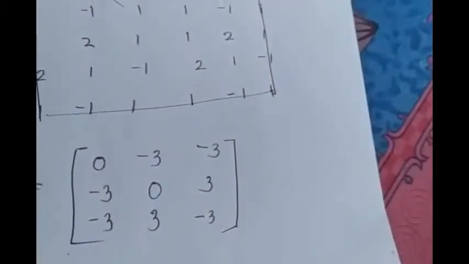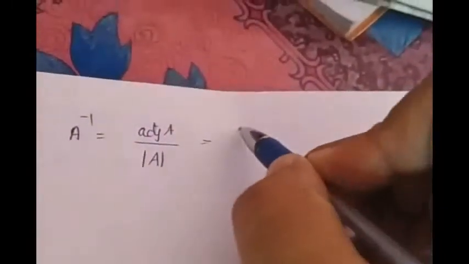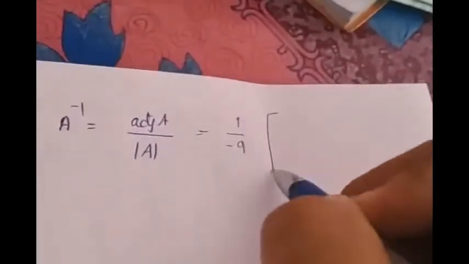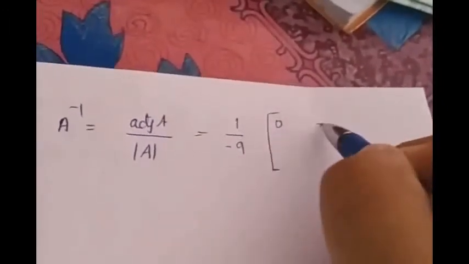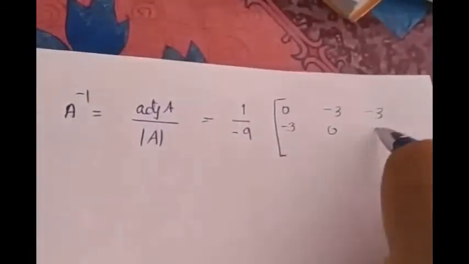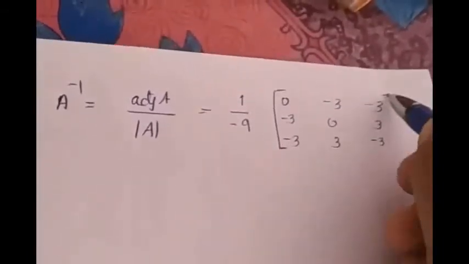Okay, again what is the next step? We have to find the inverse of A. A inverse is equal to adj A divided by det A. Determinant of A we got as minus 9. So 1 by minus 9 into adjoint of A, which is 0, minus 3, minus 3, then minus 3, 0, 3, minus 3, 3, minus 3.